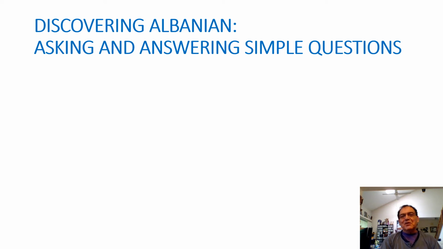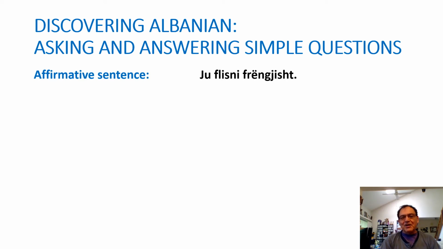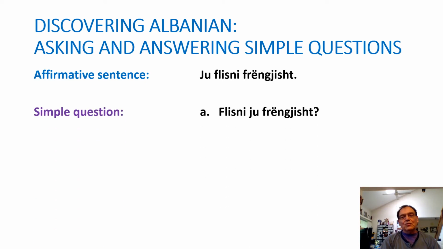Okay, let's see what we learned or what we discovered in this new dialogue. We saw that to make an affirmative sentence, typically we use the word order, the subject, the verb, and then the complement or the object. So in this case, we would say, Ju flisni frëngjisht. If we want to make the question, there are two ways that we can make a simple question. A simple question is a question that we can answer yes or no.